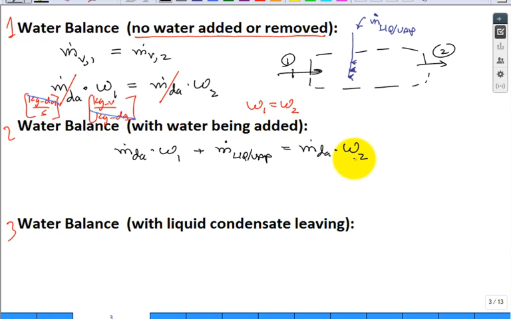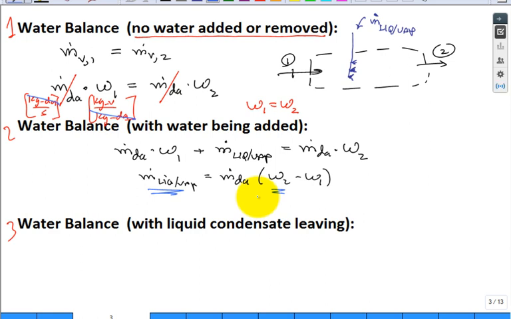Good. Now you can rearrange that and you say, well, the mass flow rate of the liquid or vapor coming in is equal to the mass flow rate of the dry air times omega 2 minus omega 1. If I'm adding water, the humidity ratio needs to go up. Omega 2 better be greater than omega 1. Make sense? All right. I really don't even need to write the third equation, but let's do it anyway.